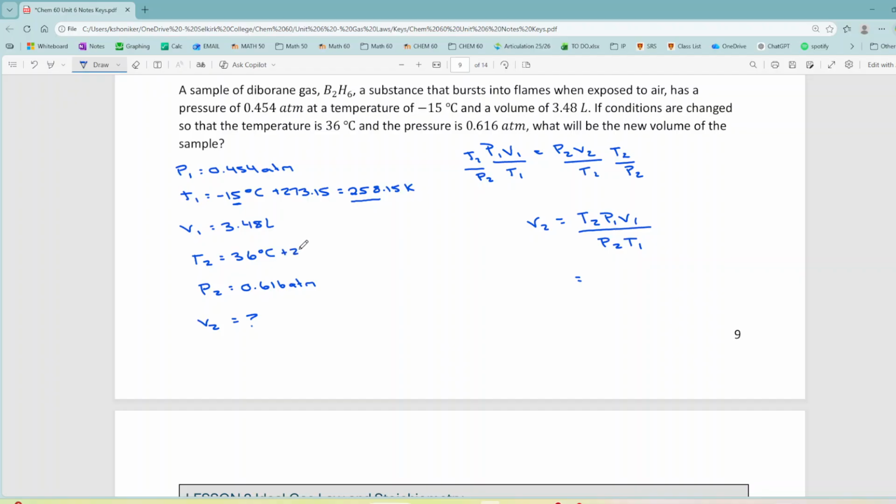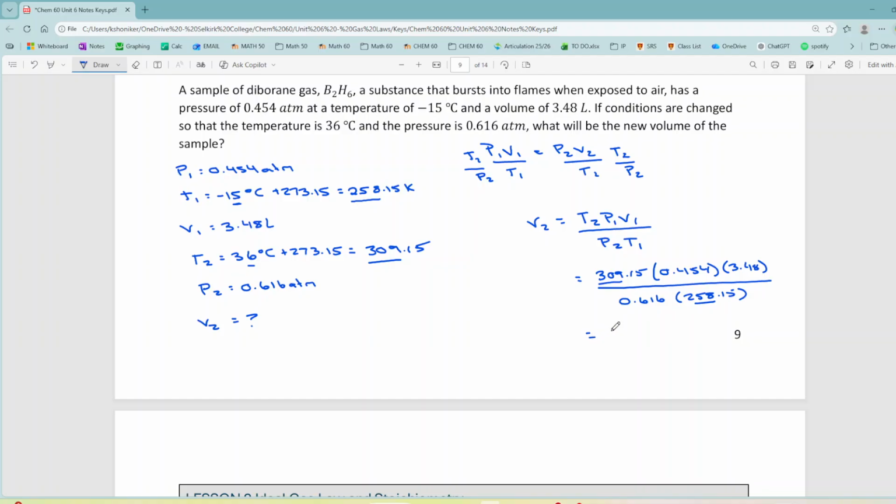And then for this one too, I'm going to add 273.15, and 36 plus 273.15 gives me 309.15. This is precise to the ones, so I'm going to keep those 3 sig figs as well. And then I'm going to plug these in. So my T2 is 309.15, but it's only 3 sig figs. My P1 is 0.454, and my V1 is 3.48. Then my P2 is 0.616, and my T1 is 258.15, but again, 3 sig figs.